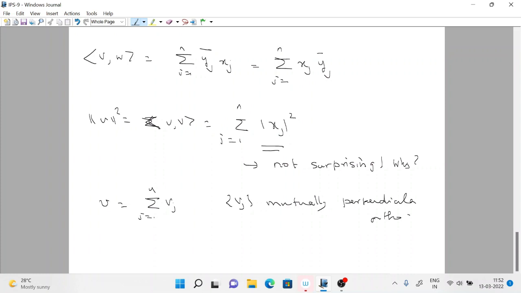Or orthogonal, right? And we had already proved the so-called Pythagoras theorem for a finite set of orthogonal vectors. Do you recall that? What you said is v1, v2, ..., vk is a finite set of orthogonal vectors. Then the norm squared of the summation of vj equals the summation of the norm of vj squared.